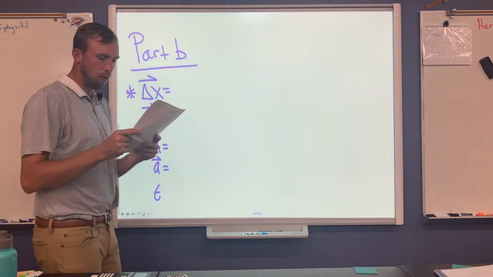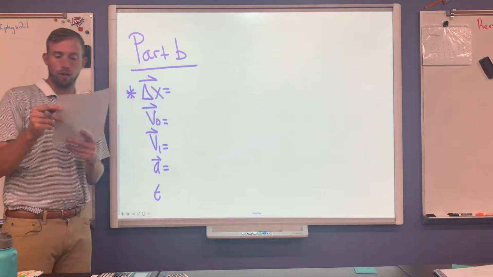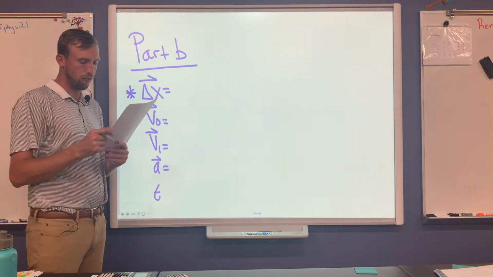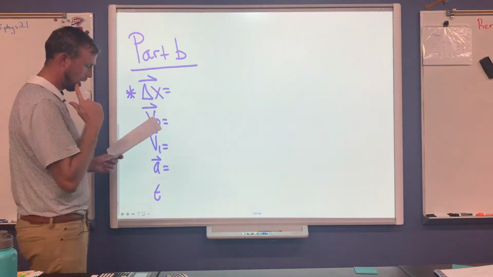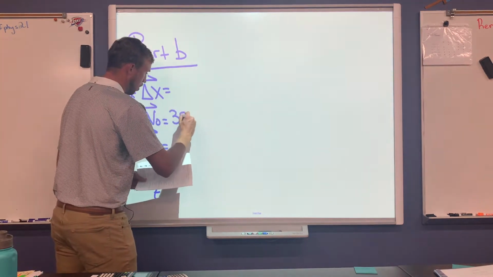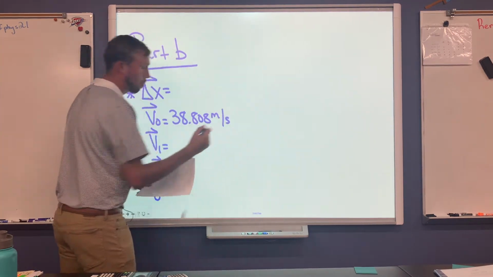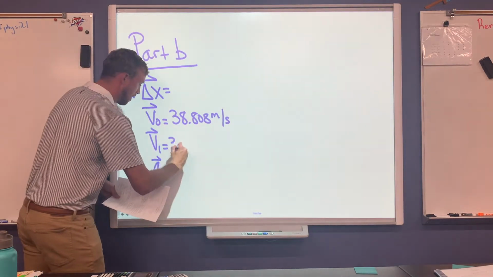Okay, we're told now we're traveling at a constant velocity of 38.808 meters per second for the next 0.824 minutes. So that tells me my velocity is 38.808. And we're told that's a constant, which means we're going to start and stop at that same velocity.